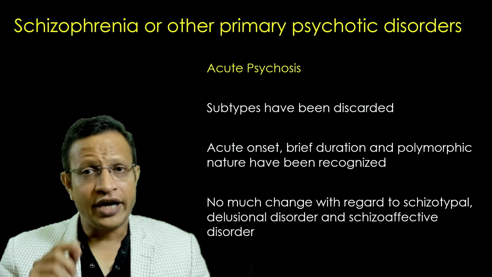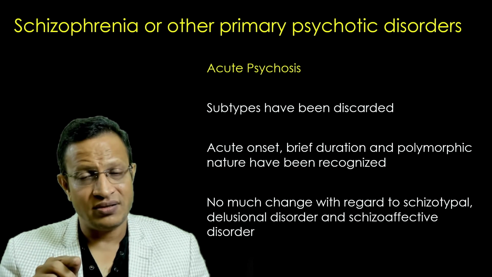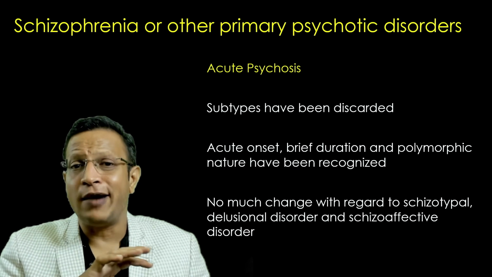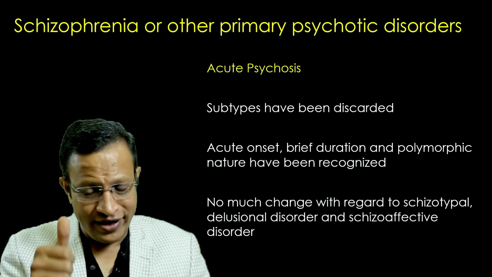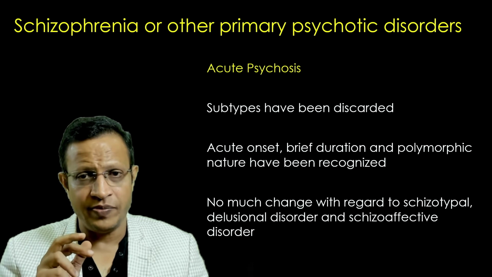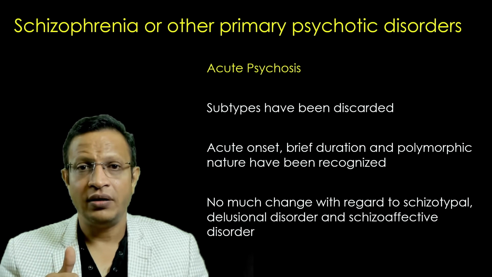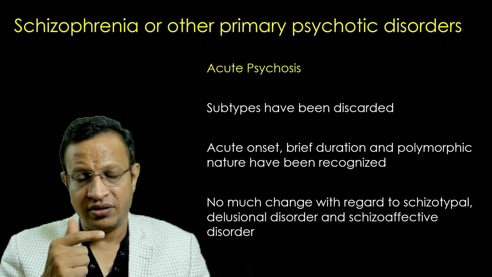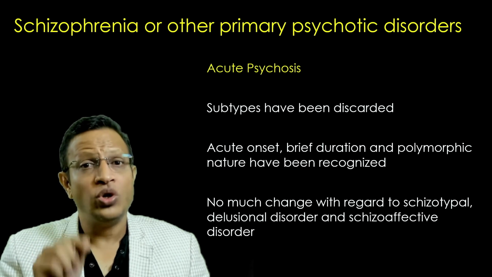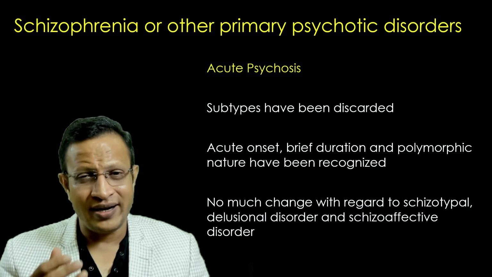Further, acute psychosis remains the same. Here, subtypes of acute psychosis have been removed, and the subtype which has been retained is the complete acute psychosis, which has acute onset, brief duration, and is polymorphic in nature. That means a rapidly changing picture. It may have hallucinatory behavior, mood symptoms, again depression, maybe manic symptoms, hallucinatory changes, delusions. Those have been retained here, whereas acute psychosis purely delusional type and purely hallucinatory type have been changed.